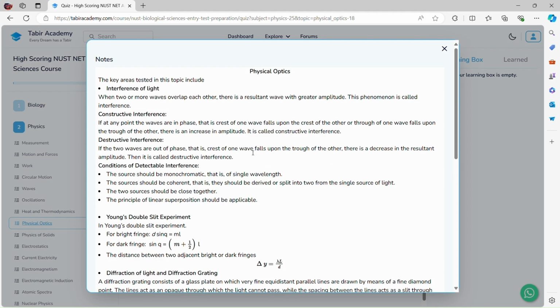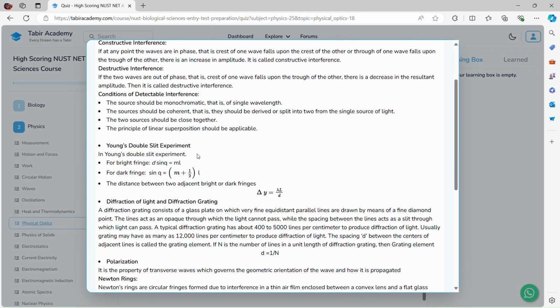So, Young's double slit experiment. For a bright fringe, d sin θ equals mλ. For a dark fringe, d sin θ equals (m plus 1/2) multiplied by λ. The distance between two adjacent bright or dark fringes, Δy, equals λL over d.